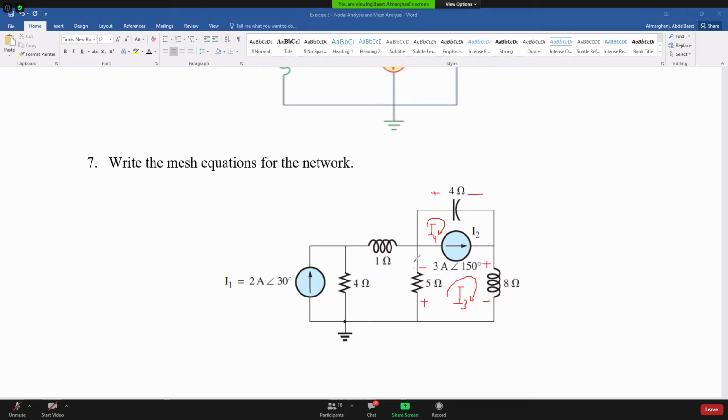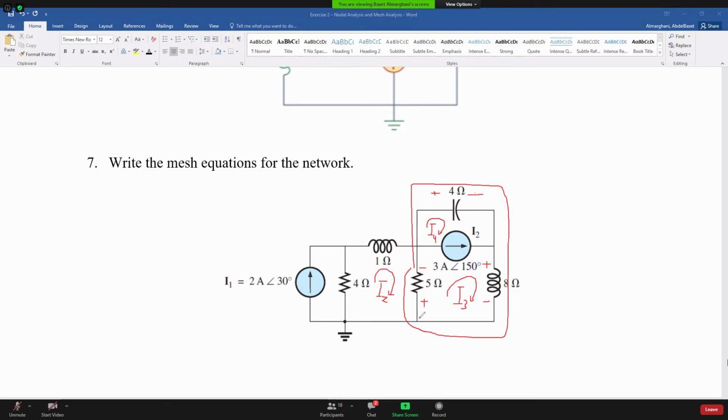The super mesh is actually going around like this, going into the big mesh between 3 and 4. So if I start from here, positive to negative, the voltage is a drop. Positive to negative, the voltage is a drop. Positive to negative, the voltage is a drop. In this 5 ohm, there are 2 currents, I3 and I2. In the 4 ohm capacitor, it's one current, which is I4. And in the 8 ohm inductor, there's one current, which is I3.